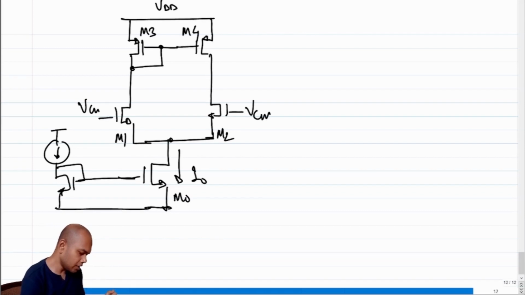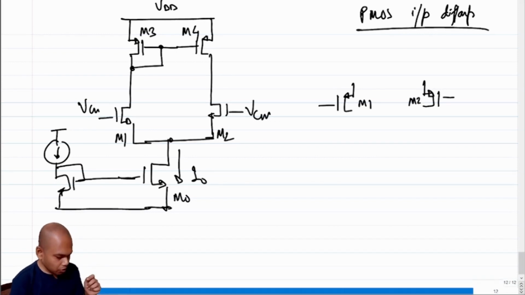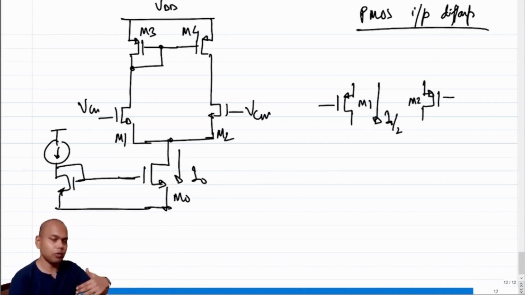So this is the PMOS equivalent, the PMOS input differential pair diff-amp. M1 is NMOS in our case, so let's replace M1 with a PMOS transistor, and let's replace M2 with a PMOS transistor. Let's call this M1 here, M2 there. What will be the current direction in M1 and M2? Naturally, the quiescent current flows from source to drain. So the quiescent current here has to flow from the top, and it has to be I0 by 2.